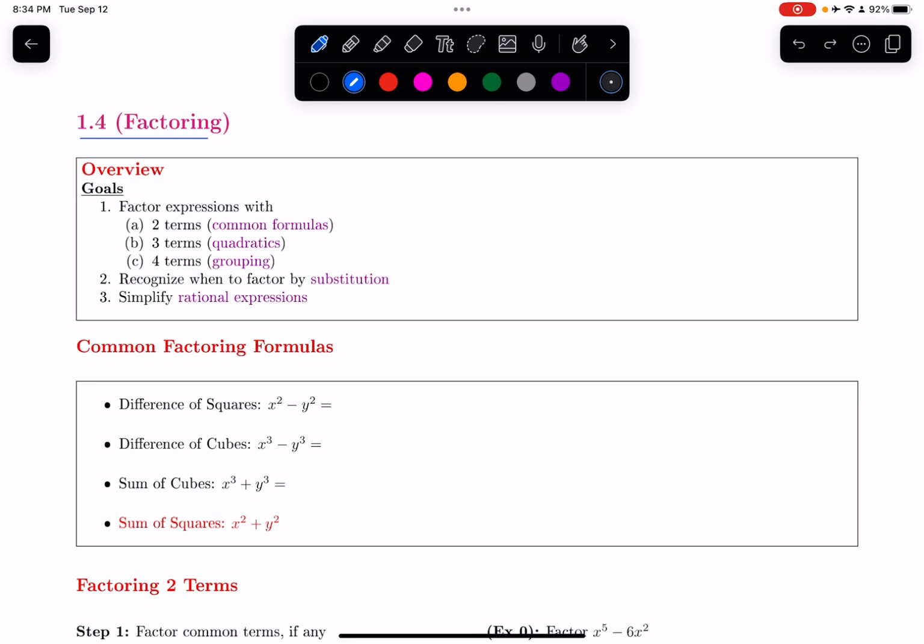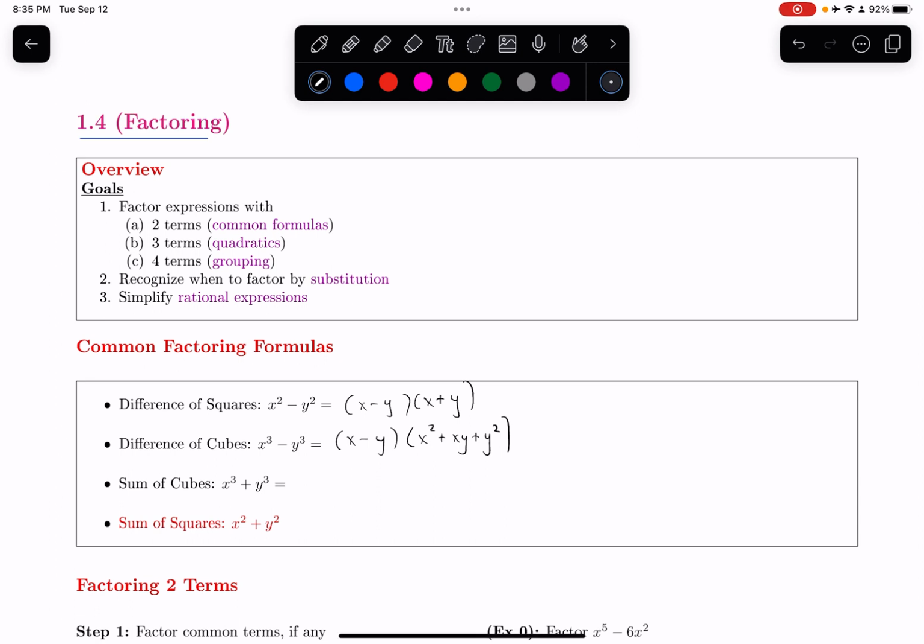So first, difference of squares. If I have something of the form x squared minus y squared, this factors as x minus y times x plus y. So that's our difference of squares. A difference of cubes, if I have something cubed minus something cubed, that also factors. It starts off in the same sort of way as x minus y, but the thing in the second parentheses is a bit more complicated. It turns out we get x squared plus xy plus y squared.